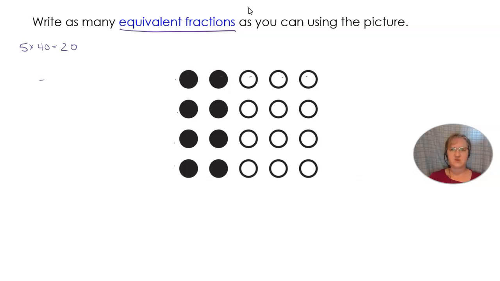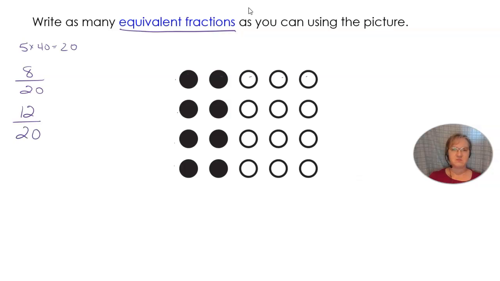So let's start with our fractions out of 20. How many dots out of 20 are colored? Well, here we've got 4 and 8. So we could say 8 out of 20 dots are colored. If 8 out of 20 are shaded, how many are not shaded? 12 out of 20 are not shaded.